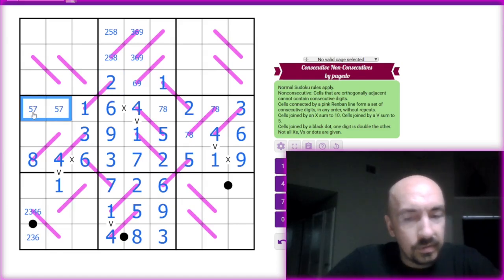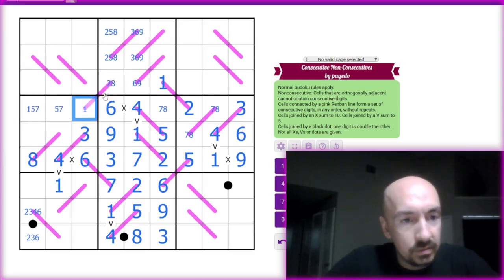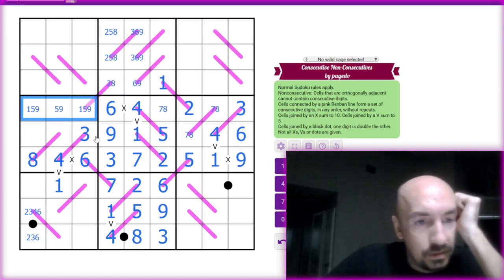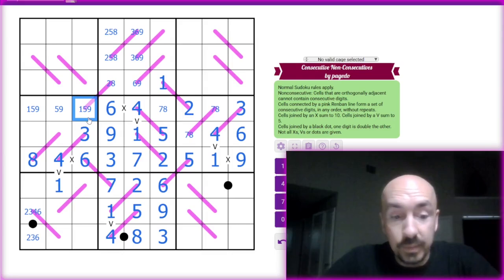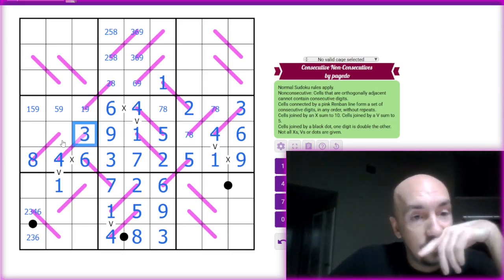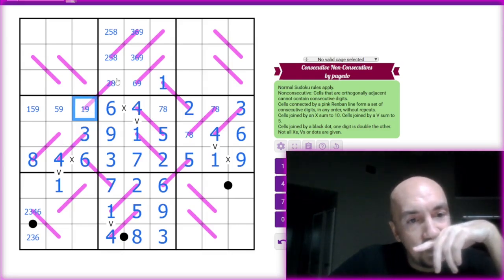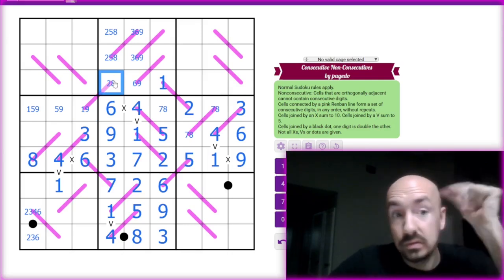Oh, no, not 5, 7. 1, 5, 9. Okay, hang on a minute. I'm going to delete. Okay, hang on. 1, 5, 9. Okay, that was close. Almost made a big mistake. That's not a 5. 9, 8. Okay. Oof. Close one.